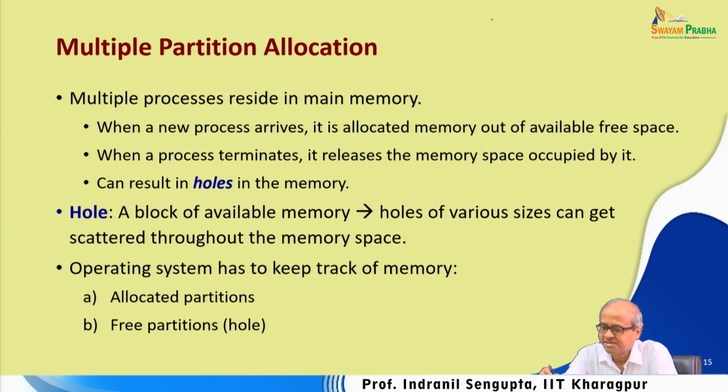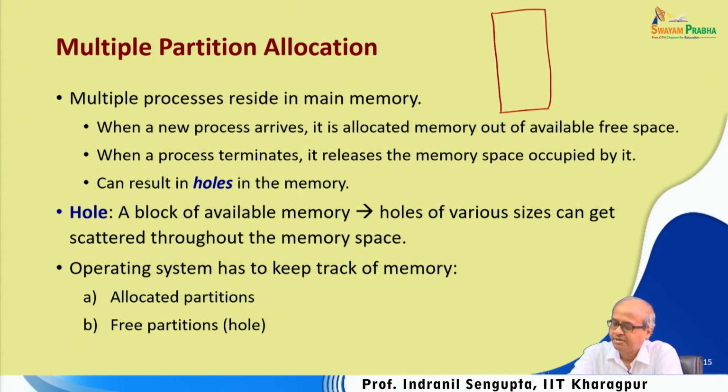Multiple partitions means something like this. Suppose you have a memory map here. One part of the memory will be occupied by the resident operating system, and the remaining part is available to you. There can be multiple processes, process 1, process 2, process 3, and this may be, say, empty. These are the so-called multiple partitions. There are multiple partitions, so multiple processes can be loaded.